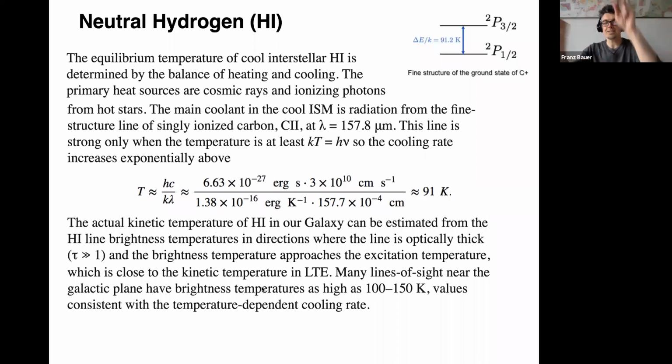And so we have many, many lines of sight, and we can estimate this. Typically you can have brightness temperatures that get up to about 100, 150. And you can actually confirm this with dust. If you observe dust, it has this gray body spectrum, and the typical temperature is going to be of the order of 50 to 100 Kelvin. And so you can confirm this.